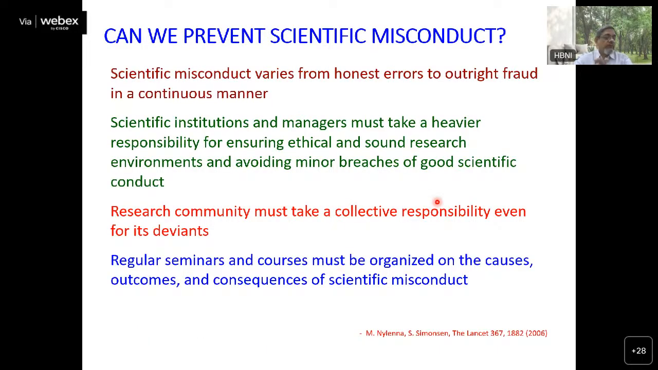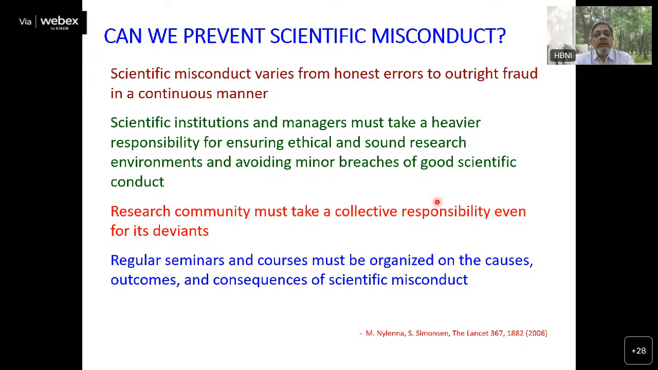Now coming to the question, can we really prevent scientific misconduct? We have now seen that misconduct in research varies from unintentional errors, which I would term honest errors, to, on the other hand, outright fraud and blatant misconduct. But it varies from this point to that point in a very continuous manner. There is no hard division between the two.